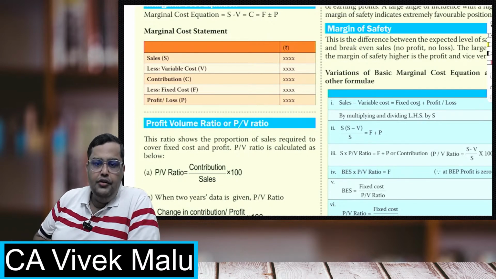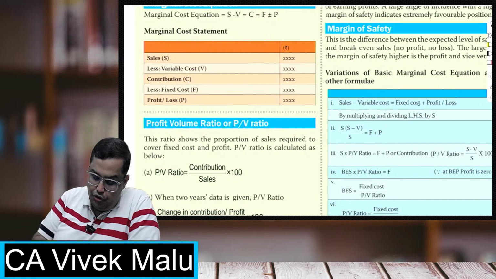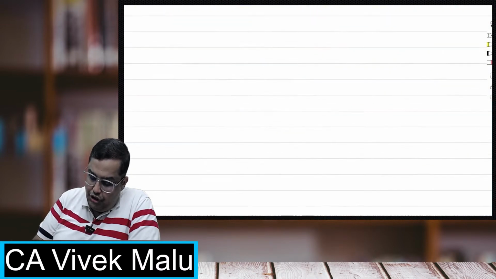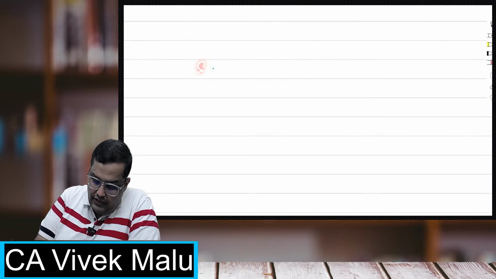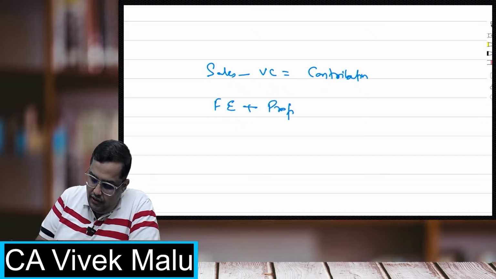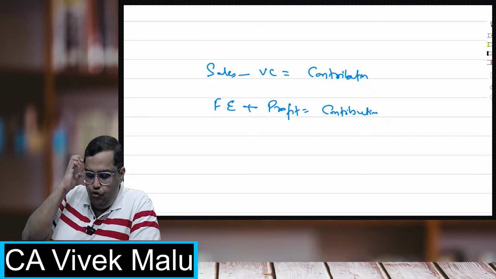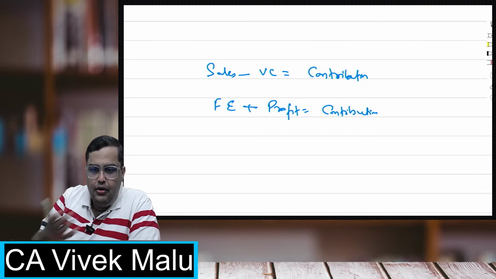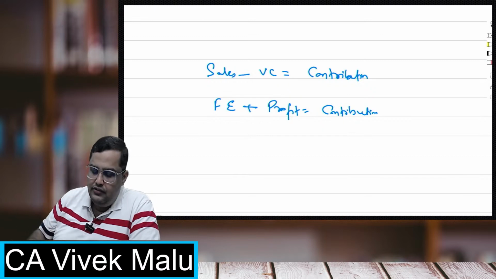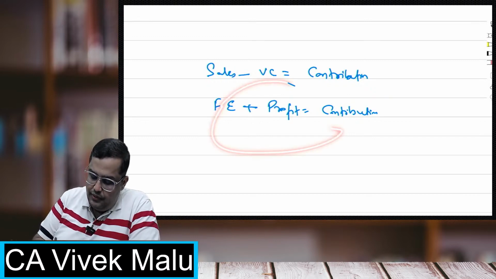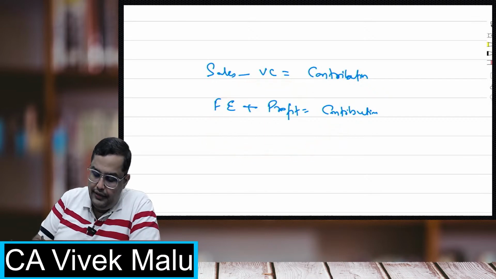Now, the contribution formula is sales minus variable cost gives you the contribution. So contribution is actually covering two things, fixed expenses and profits. So the first formula you should understand is sales minus variable cost gives you contribution. Fixed expenses plus profit, that is also contribution. You can reverse the formulas. I can write sales minus contribution will give me variable cost, or contribution plus variable cost is sales. Similarly, contribution minus fixed expenses will give me profit. I can interchange them like that.